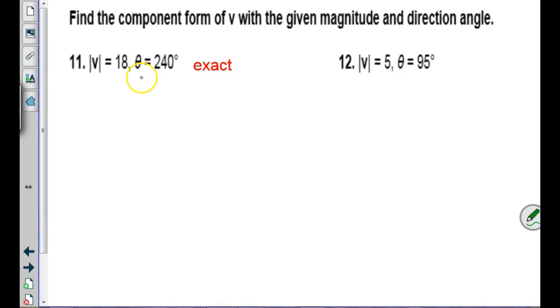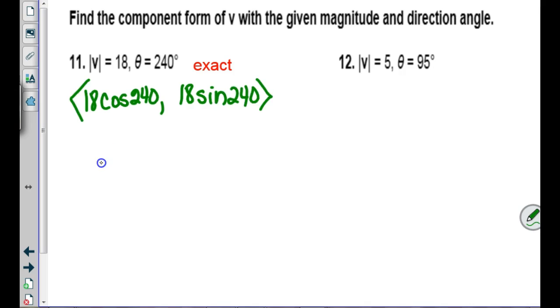So what do I mean by exactly? Well, this becomes 18 cosine of 240, 18 sine of 240. Grab your unit circle. Haven't looked at that in a while. What is the cosine of 240?